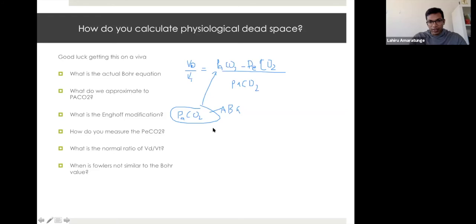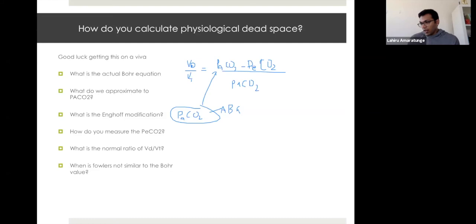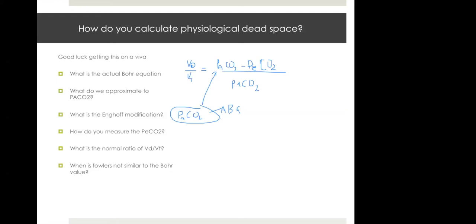0.2 in a normal healthy patient. That's good. Right below 0.2. I think I've got a range of 0.2 to 0.35, but yeah, that's fine. When is Fowler's method not similar to the Bohr value? If there is a component of lung pathology, so an area of lung that is ventilated but not perfused, so any VQ mismatch.